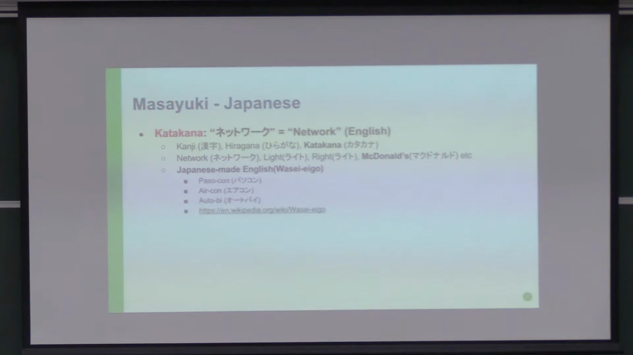We have three types of characters in Japanese. The first one is kanji. Kanji is a Chinese character borrowed from China. The second one is hiragana, and the last one is katakana. Katakana is mainly used for imported words, like network, light, right, or McDonald. But this is sometimes confusing, and the best example is McDonald.